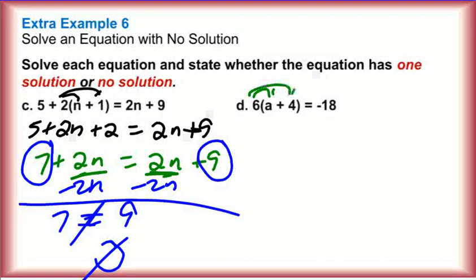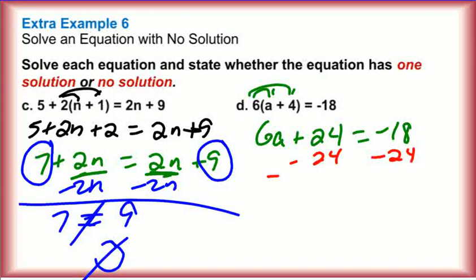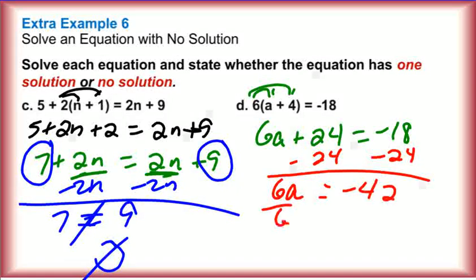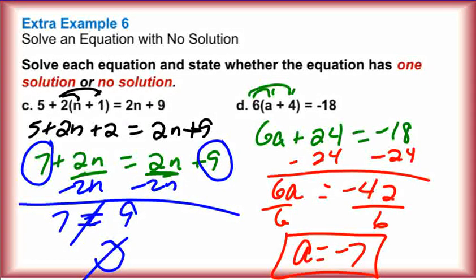And letter D here, I distribute. So I have 6a plus 24 equaling negative 18. You notice I only have a variable on one side, and usually if you find the variable only on one side, you're going to have one solution. So if I subtract 24, I now have 6a equaling negative 42. Divided by 6, a is going to equal negative 7. So I have one exact solution.